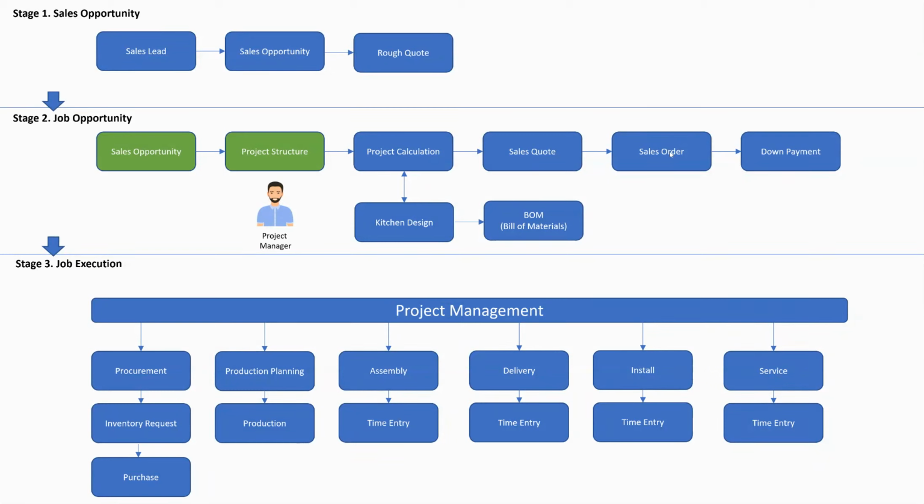Also, you want to check that quote, make sure that the rough quote is within range. If it's not, then obviously with changes that have happened with the design, etc., that's something the customer understands. The sales order out there and the down payment. We're going to touch on this in the next few videos, but we're just going to walk through.